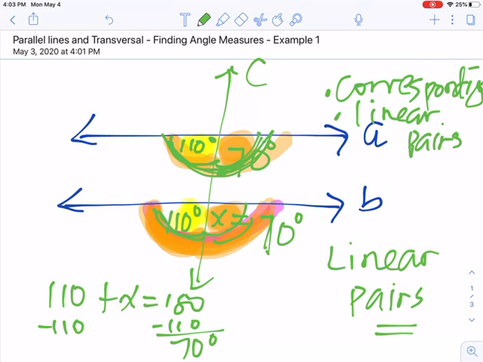All right, I hope that this second video is helpful. And as you walk through the problems this week, just remember that knowing the angle pairs that are formed will help you get to the angle that you're looking for.